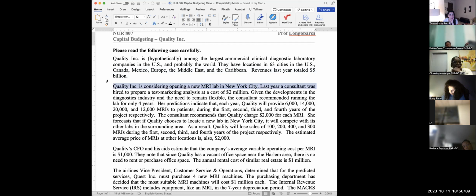So last year, okay, so there's this $5 billion. Does the $5 billion go into my analysis at all, do you think? That's what Quality Inc. made already. Yeah, it's done. Correct. But we want to see what will be the present value of future cash flows if we open this lab.